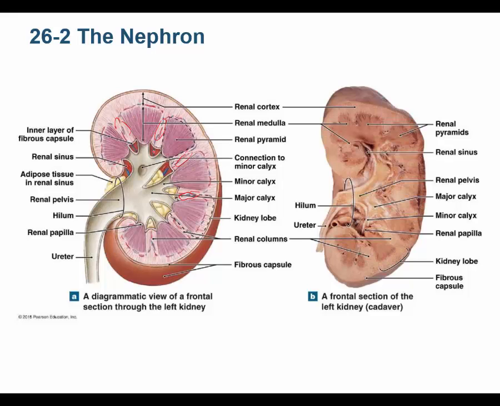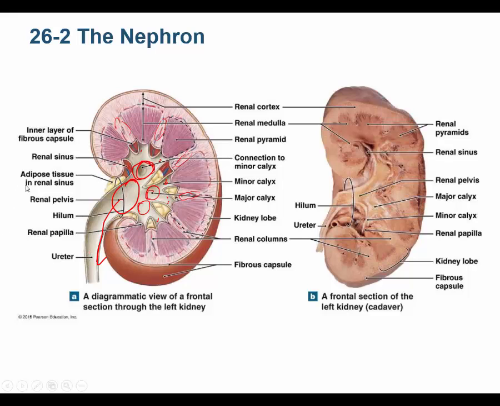these minor calyces here. This is a minor calyx, that's a minor calyx, that's a minor calyx, another one. Two or more minor calyces drain into a major calyx. That's a major calyx, and that's another major calyx right here. All of these major calyces drain into what we call the renal pelvis, and then the urine goes down into the ureter. So this is the kidney in a nutshell.